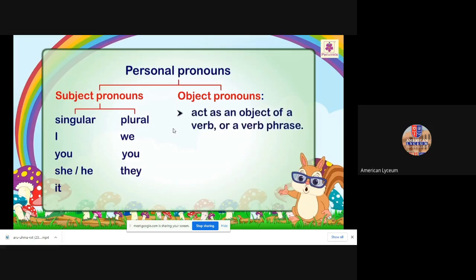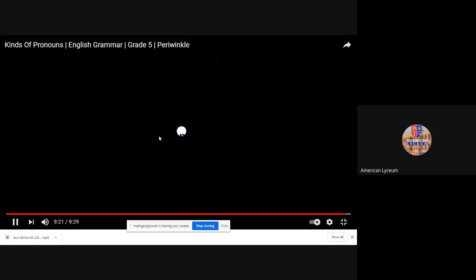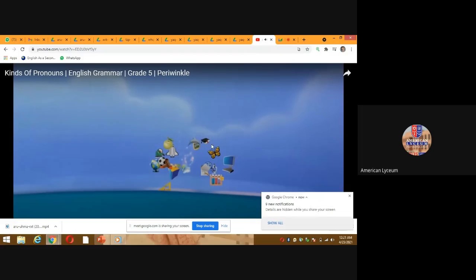Object pronouns act as the object of a verb or a verb phrase. Me, you, her or him, it are singular object pronouns. Us, you, them are plural object pronouns. Okay, class, so that was it.